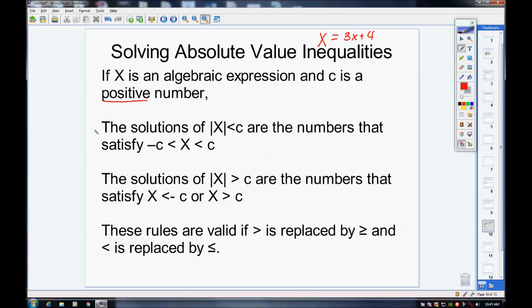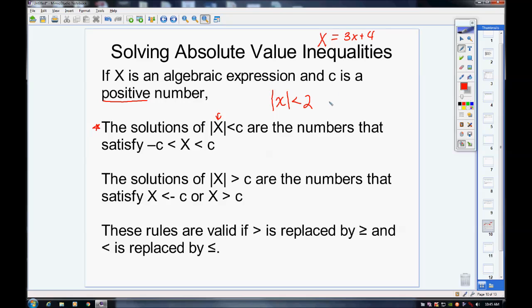So if you look at this first statement here under the general description, the solutions of the absolute value of X, this is that algebraic expression like 3x plus 4, is less than c are the numbers that satisfy negative c is less than X is less than c. That's weird. Okay, so let's put this into a much simpler context. I'm going to make my algebraic expression little x. And this says less than, so I'm going to make it less than. I'm going to actually pick a number c. Let's pick 2. 2 is really easy.